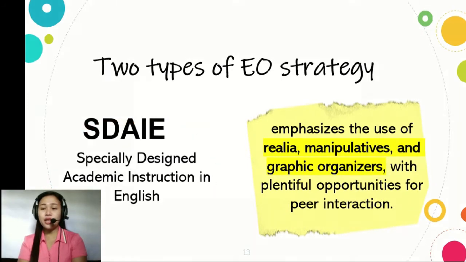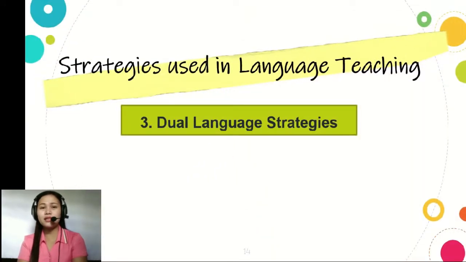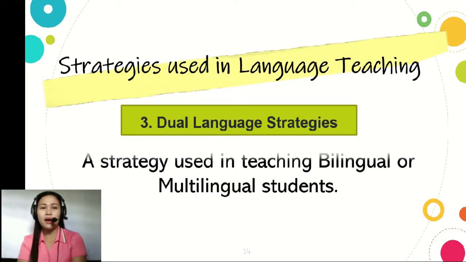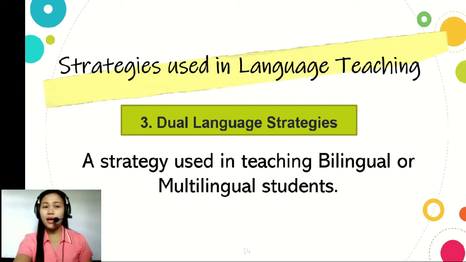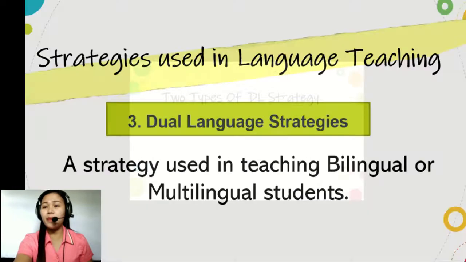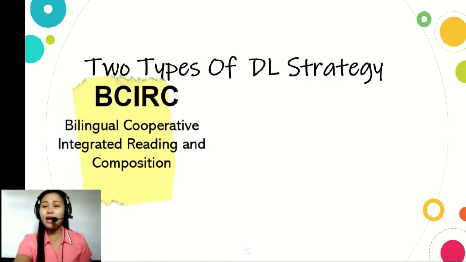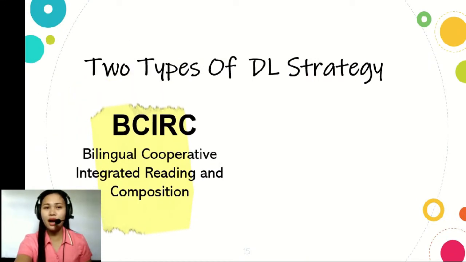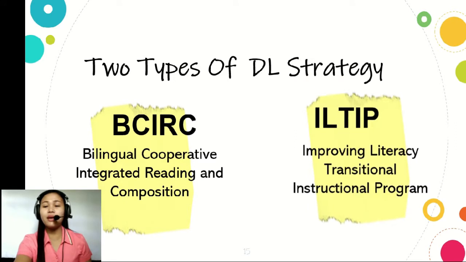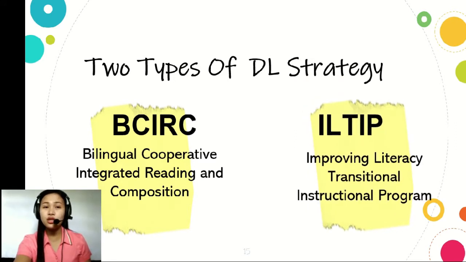The third strategy in language teaching is a dual language strategy. From its name, the strategy is used in teaching bilingual or multilingual students. Based on the research, we have two types of dual language strategy. We have the Bilingual Cooperative Integrated Reading and Composition, or BCIRC, and we also have the Improving Literacy Transitional Instructional Program.